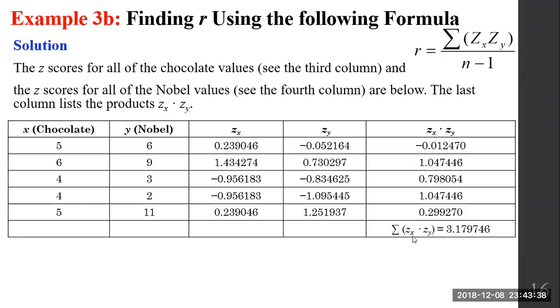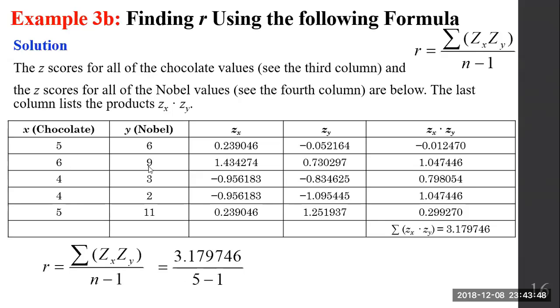You would get the summation of z of x times z of y equal to 3.179749, and then you divide that by n minus 1. These are 5 pairs, so 5 minus 1 would be 4. Divide by 4, and as you can see, you get the same answer as we did using the longer formula. So these are two different formulas you can use to obtain R.